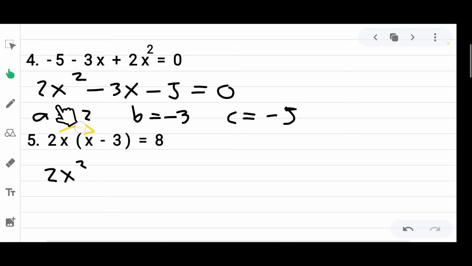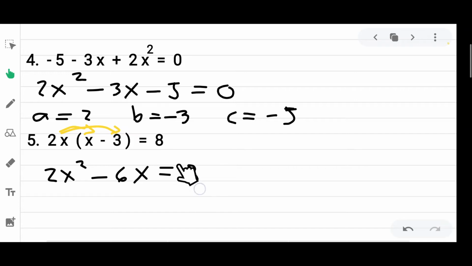Next, 2x times negative 3. The answer is negative 6x. So, again, 2 times negative 3. Since negative siya, kapag magkaiba ng sign, different sign, negative. So, 2 times negative 3, 6, then copy x. Then, bring down, equals 8. So, yung 8, hindi natin tinimes sa 2x. Kasi, ito lang naman yung naka-parenthesis. Hindi naman siya kasali. So, just bring down, equals 8.